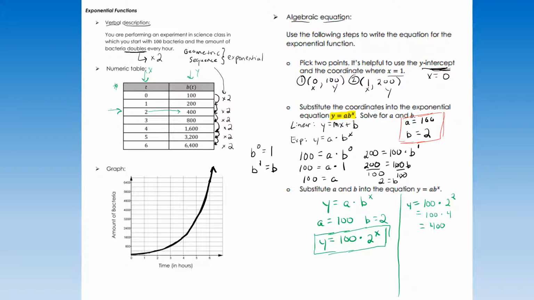What about if x is 3? Y equals 100 times 2 to the third power. 2 to the third power is 2 times 2, which is 4, times 2 again, so that's 8. And 100 times 8 is 800. So when x is 3, y is 800, and it works. Okay? And it would keep following the same pattern. So this equation that we came up with was true. Y equals 100 times 2 to the power of x.